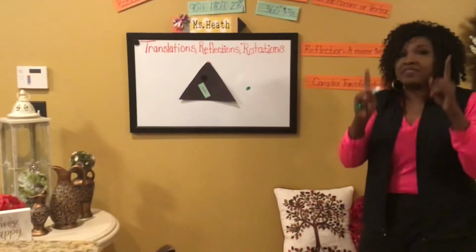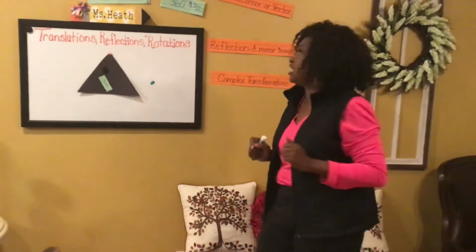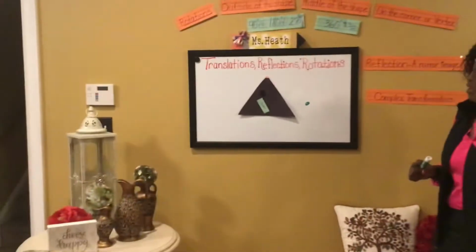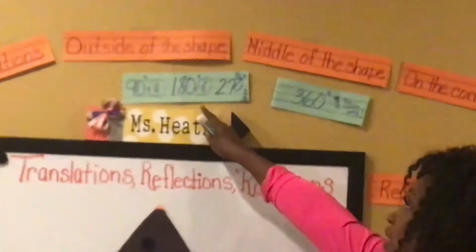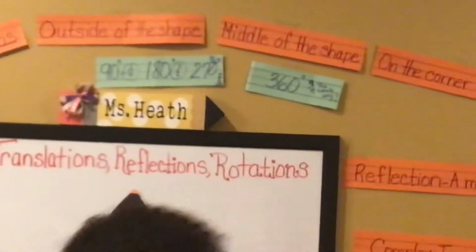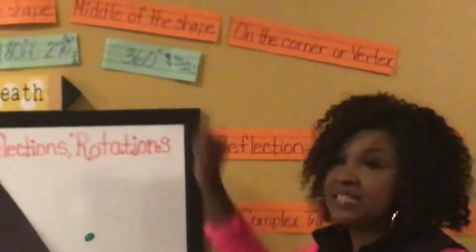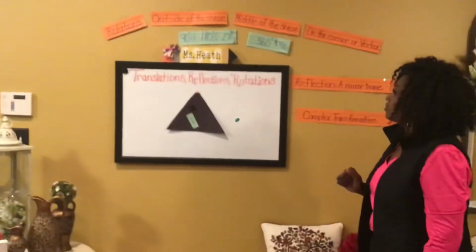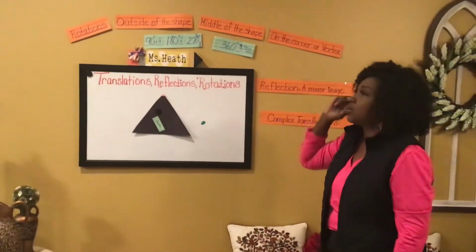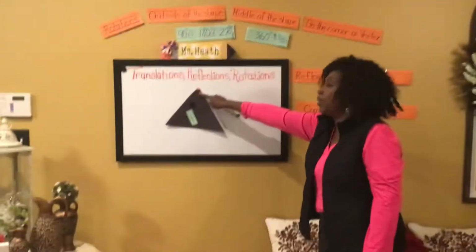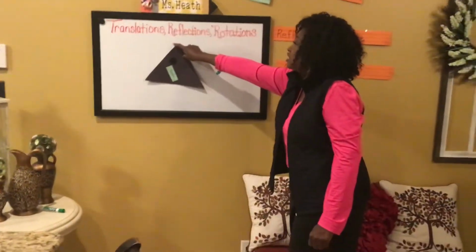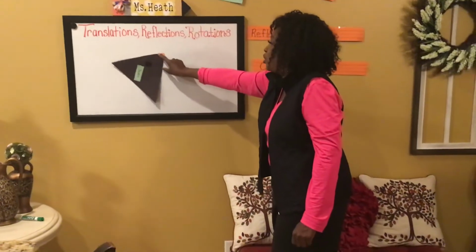Now, let's talk about the degrees to which this rotation can occur. A rotation can occur 90 degrees, 180 degrees, 270 degrees, or 360 degrees. If the rotation occurs 90 degrees, say if this is our starting point, and if that rotation occurs 90 degrees, that means it's 1/4 of the way.